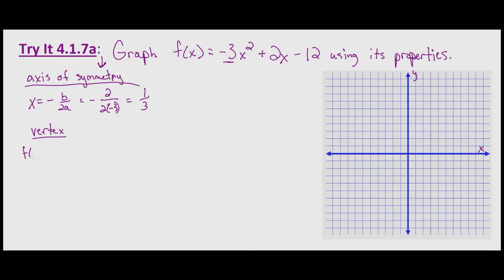We find f of 1/3, which equals negative 3 times 1/3 squared plus 2 times 1/3 minus 12. Simplifying that, we get negative 3 times 1/9 plus 2/3 minus 12, which is negative 35/3. So our vertex is at 1/3, negative 35/3.